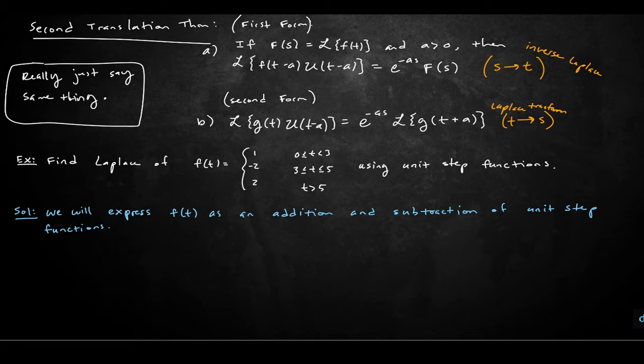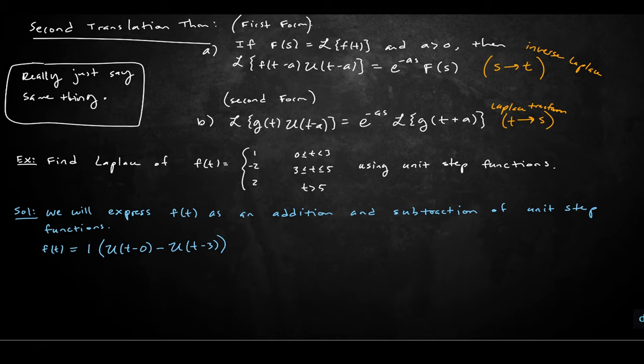So what we can do is we can actually say that f of t is going to be equal to 1, and that's going to turn on at u of t minus 0. So we're going to be 1 until we get to t equals 3, so we'll say minus u of t minus 3.